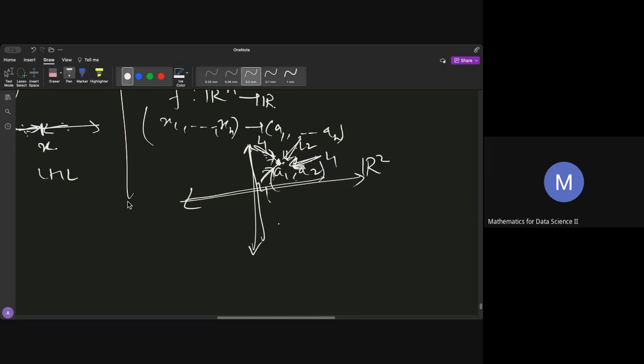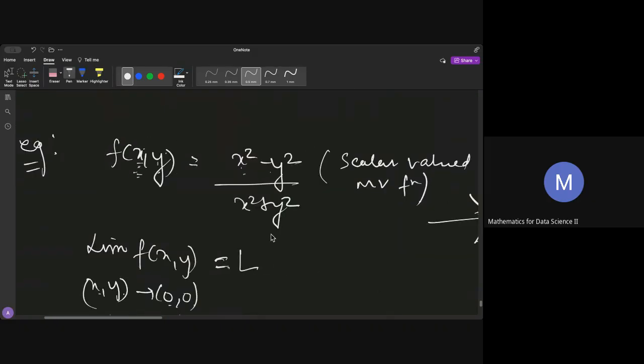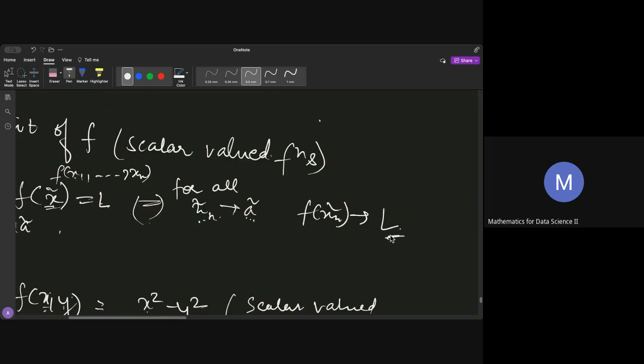So this thing, similarly in this case, when we say that the limit is equal to L, then I say for all sequences converging to A, this is the same thing, right? There we were discussing directions, it's the same thing here. For every sequence converging to A, my limit should be the same. It should be the same L. It should not vary, right?